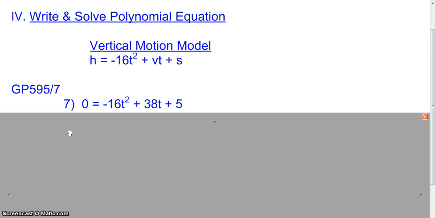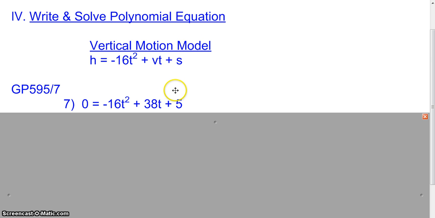So when you drop something, there is a dropped object model, you would remove the vt. But really, everything else is the same, right? You just remove the vt because when something is just dropped, it starts without an initial velocity, or its initial velocity is zero. Either way you look at it, it eliminates that middle term. There is still some starting height. On the quiz, some of you put your starting height over here. And this is the height anywhere along the way on the graph. So your starting height goes with the s, starting height, right?